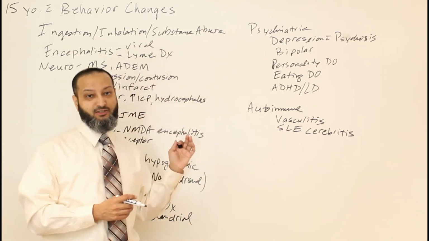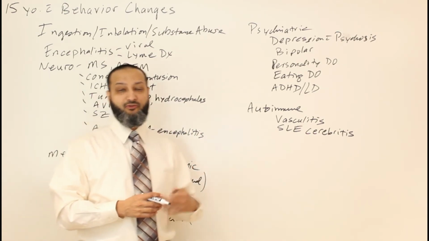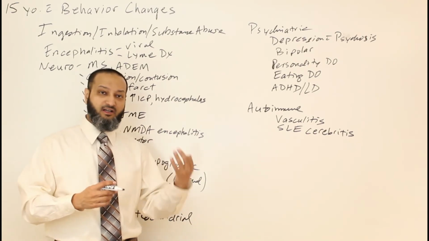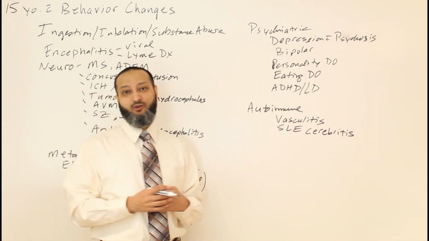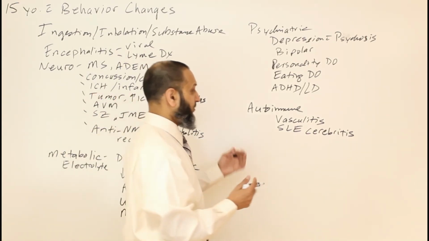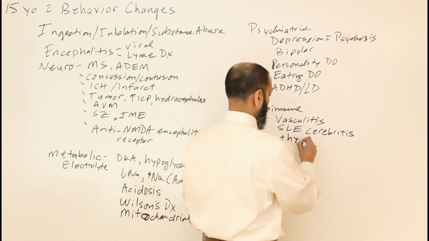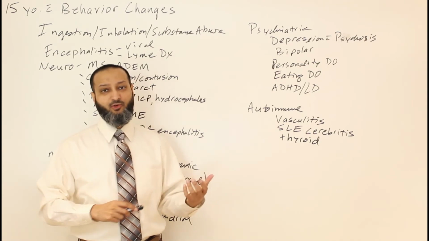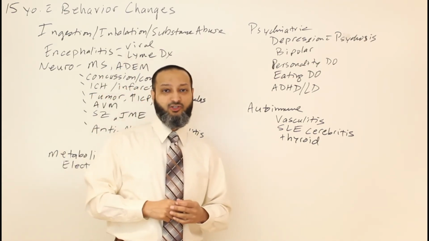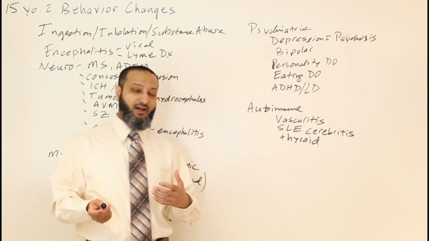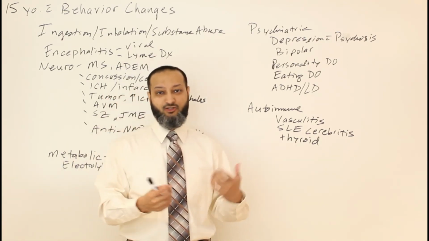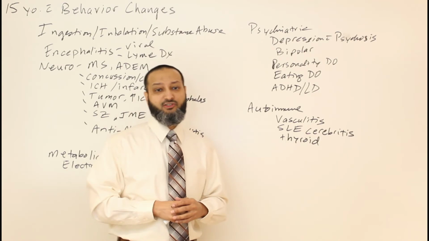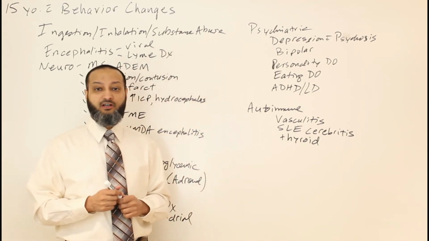So lupus and its different complications can definitely cause behavior changes, either through primary CNS involvement, neurologic involvement, or other involvement from the kidney, electrolyte imbalance, hematologic involvement, and anemia, or maybe other autoimmune things, even thyroid issues, right? So we can put that in here as well. Autoimmune thyroiditis, Hashimoto's thyroiditis and other thyroid issues, where you have a high or low thyroid, can affect your mood and your behavior as well. So that's something to consider in this category.